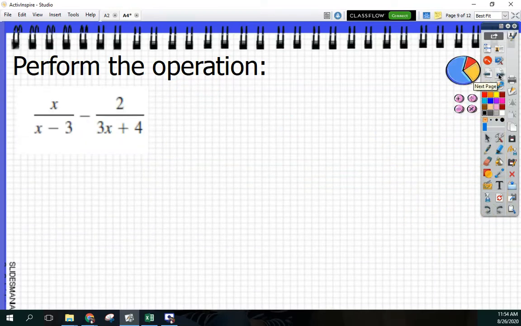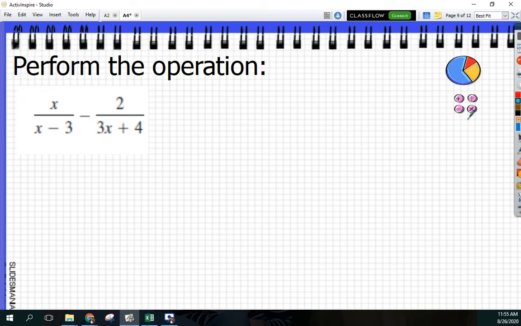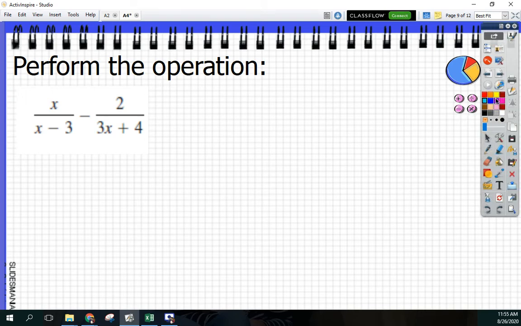All right, next up we have subtraction, but it's going to work really similarly. The only difference that we're going to have to worry about is that negative symbol. So again, I'm looking at my two denominators. This time I have x minus 3 and 3x plus 4. Neither one of those factors, so we don't have to worry about factoring, which is a little nice. But we do need to look for our common denominator.